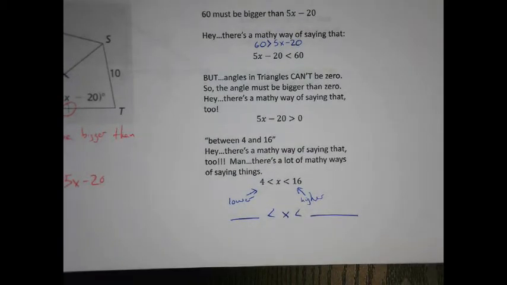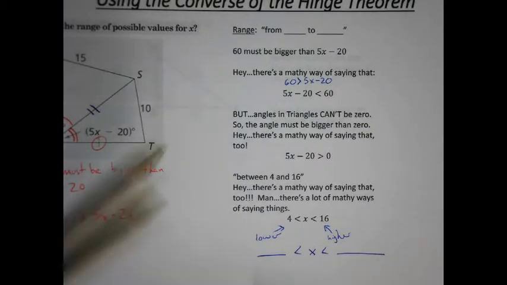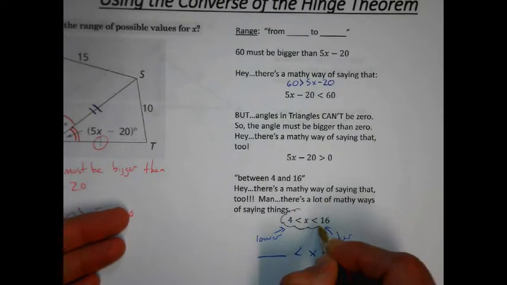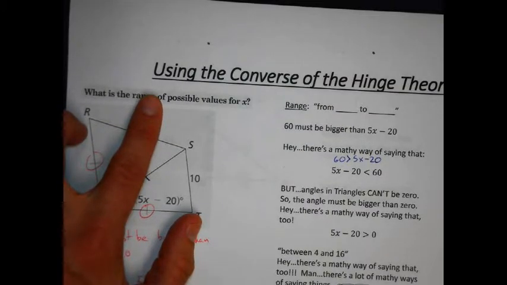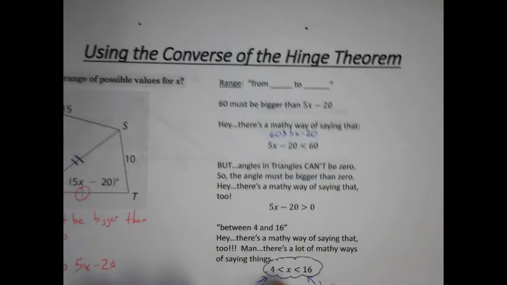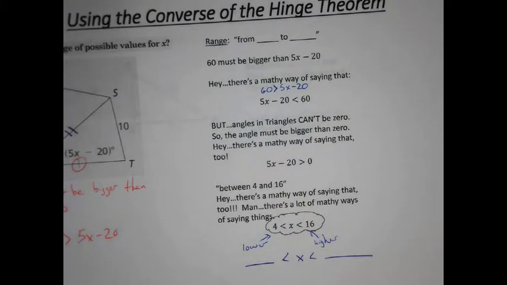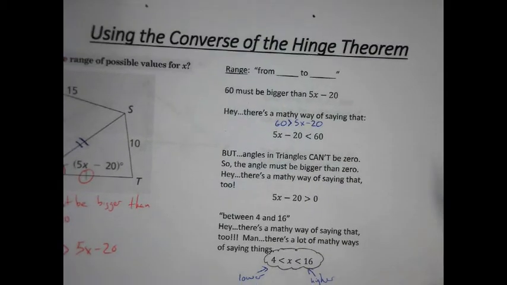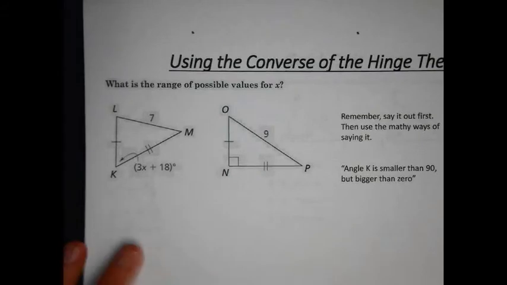So in this particular case, when we solve for x, we know that x is going to be between 4 and 16. It's going to be somewhere between 4 and 16. That's the range of possible values, right? So this is how we read and how we use mathy stuff to help us. Okay. So let's take a look at another example now.